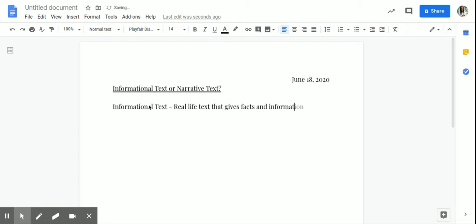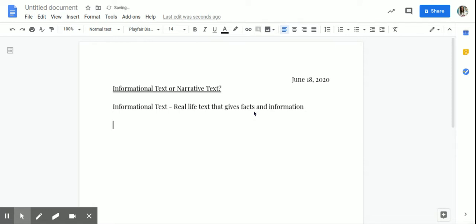So the book Pioneers to the West was actually an informational text because it was about real life. It had real people in it. It told about actual people's lives that headed west, real pioneers. It showed maps, and it gave facts and information about way back when these pioneers first started heading west back in the 1800s. So that's what informational text is.